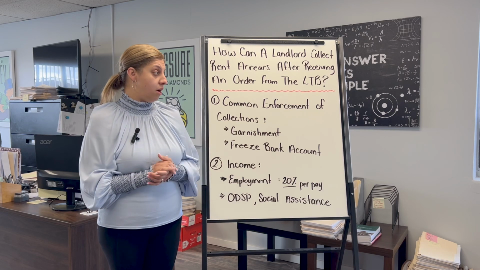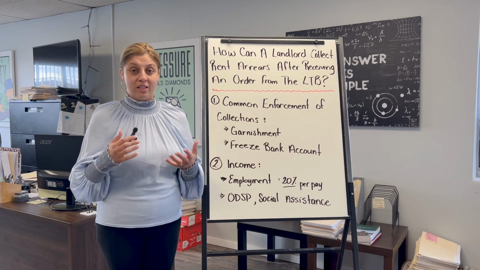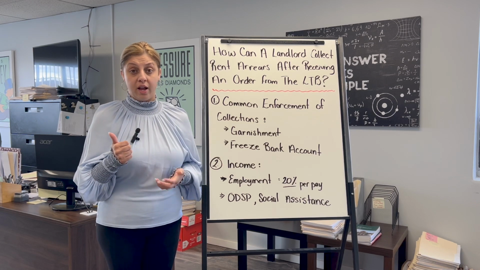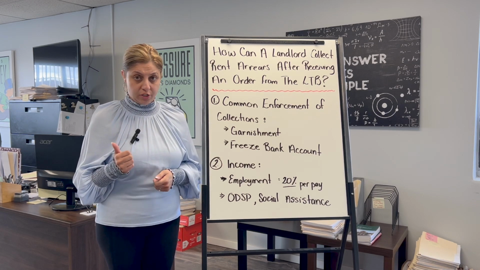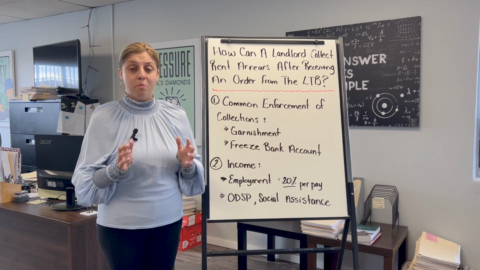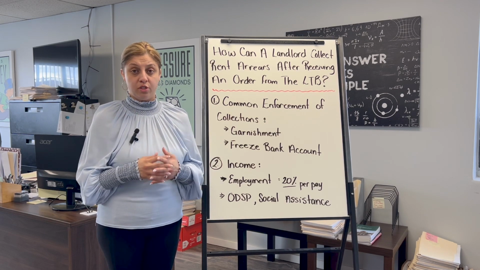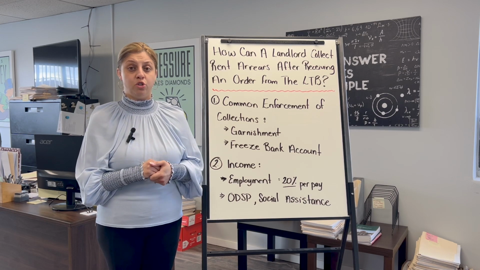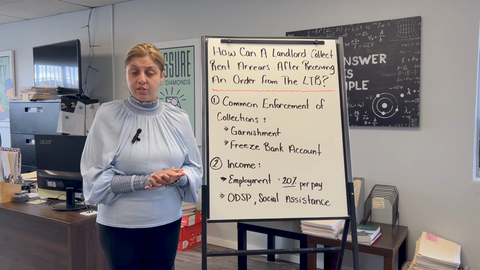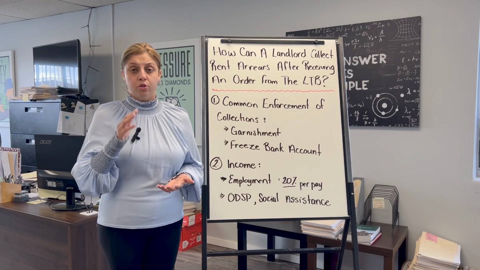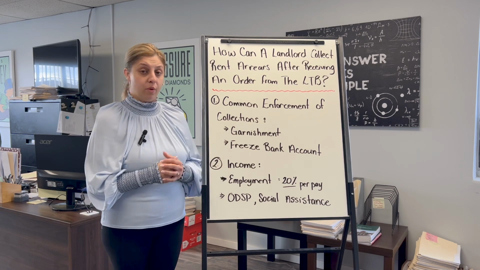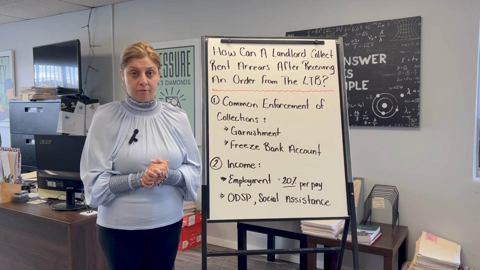Well, here are the common ways that a landlord can enforce collection or repayment of the rent arrears. Number one, the landlord has the right to garnish the tenant's wages. Or number two, the landlord has the right to freeze the bank account, provided that they have the appropriate documentation and information to do that. The landlord has to then apply the order that they received from the Landlord and Tenant Board with the Small Claims Court and then proceed to garnish the wages or freeze their bank account.